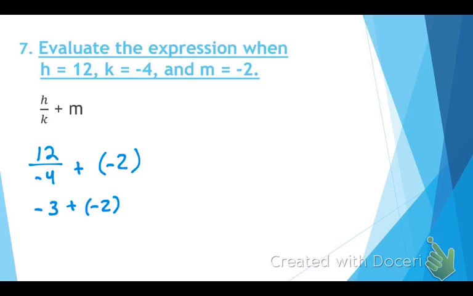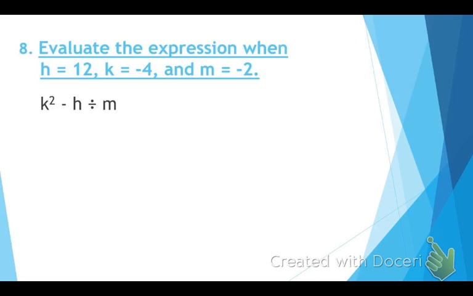Plus -2. Guys, every number has a sign, and that sign is directly in front of that number. Are those the same signs or different signs? Same sign. Add the numbers and keep the sign. 3 plus 2 is 5, and it was a negative. -5 is the correct answer.